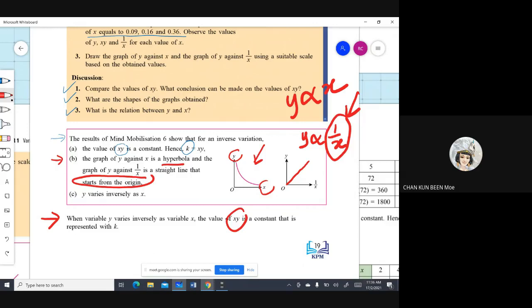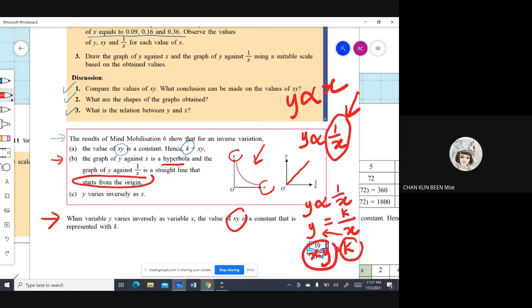Can you remember this? When y varies inversely as variable x, the value of xy is a constant. Why is it so? I can show it to you. When y varies directly as 1 over x, if you write it in the form of an equation, you are going to substitute, and the value becomes k over x. So when you move the x over to the left, xy is equal to k. Therefore, the value of the constant is equal to xy.